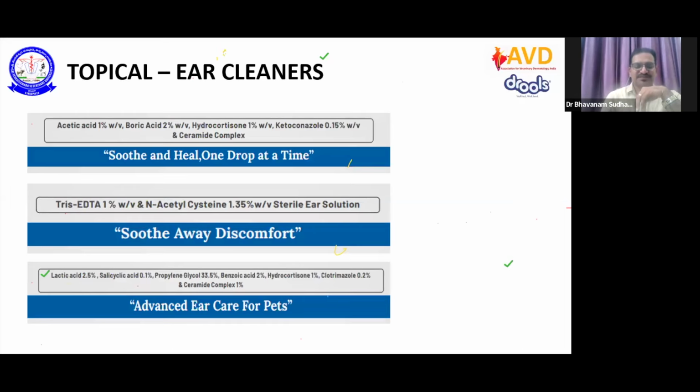Here I'm going to attach some of the cleaners available from the private limited company, containing acetic acid, boric acid, and hydrochloric acid and ketoconazole. This is a combination where we get not only an acidic environment but also antifungal action, along with tris-EDTA and acetylcysteine as a regular sterile solution for regular maintenance.